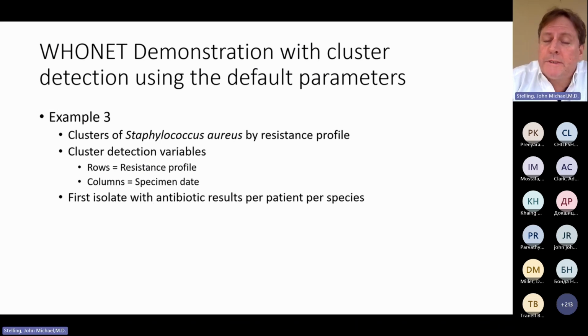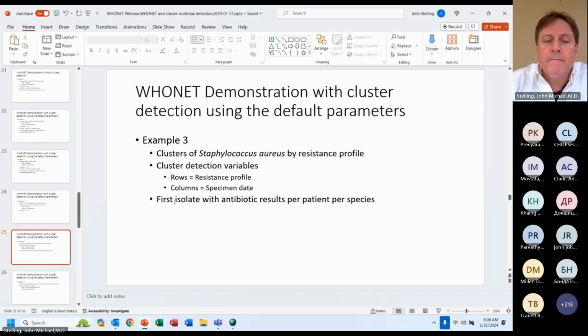Example 3, we will stay with Staphylococcus aureus, but now we will utilize the resistance profiles. So the rows will be the resistance profiles and the columns will be the days. I'm going to make another change here. Before we looked at first isolate per patient per species, this time we will include the antibiotic results.